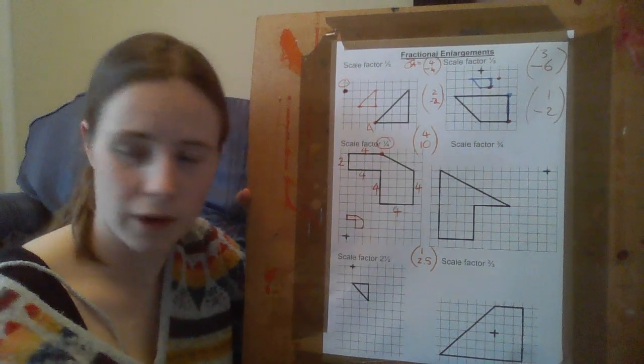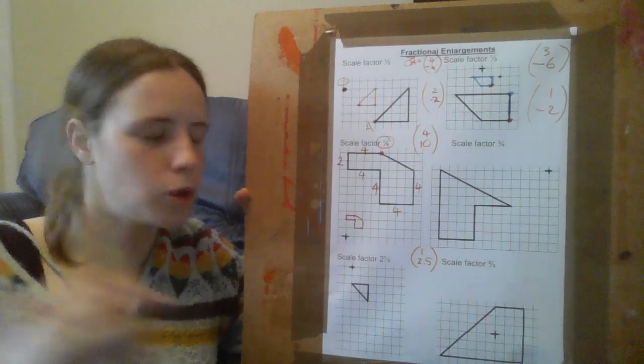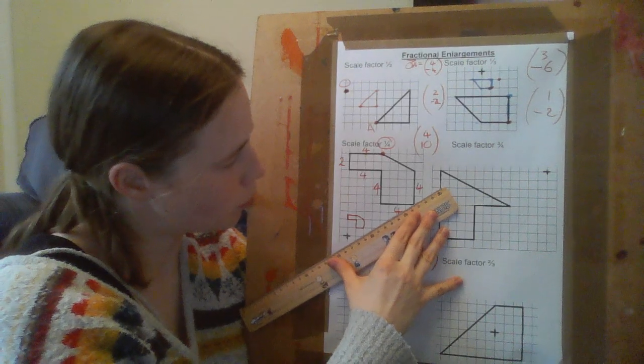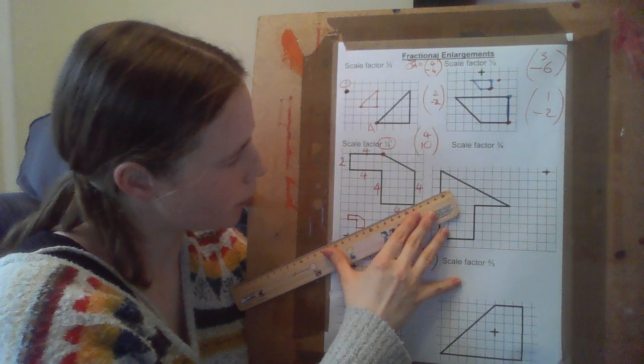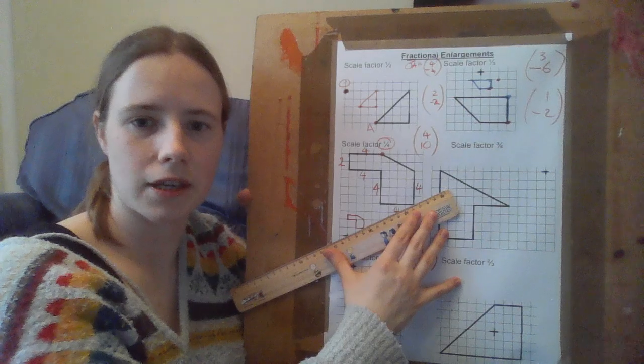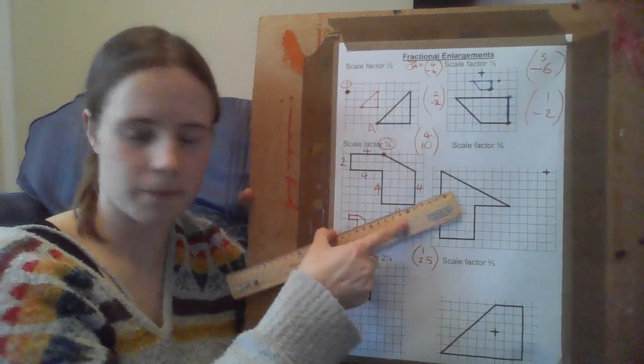And again, before you finish, you can draw the ray lines on from your picture to the corner on the actual shape and make sure that they lie on that line, which they do, so you can be confident that you're on the right track.